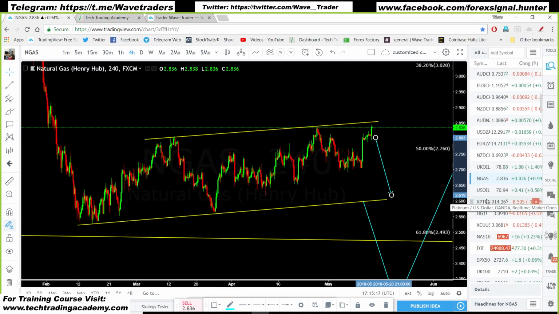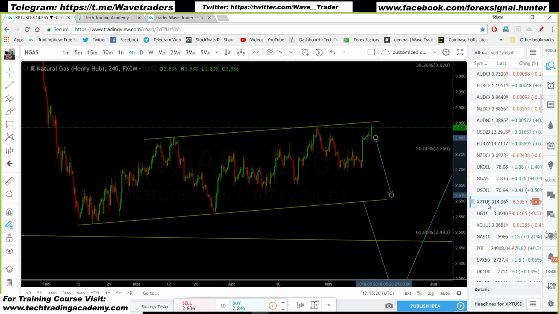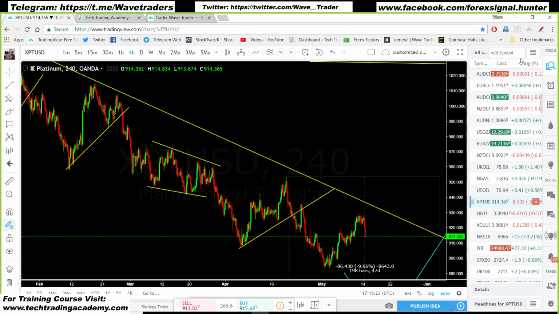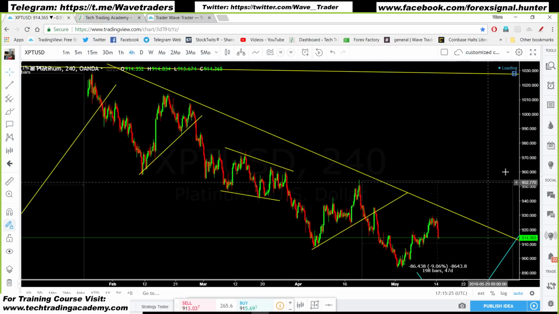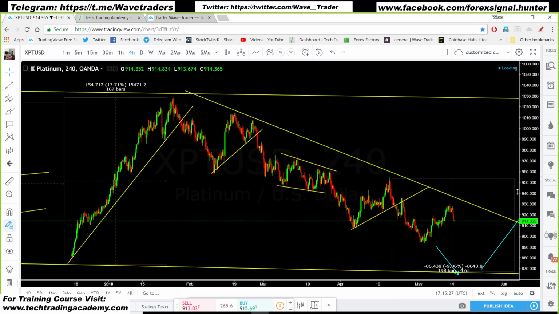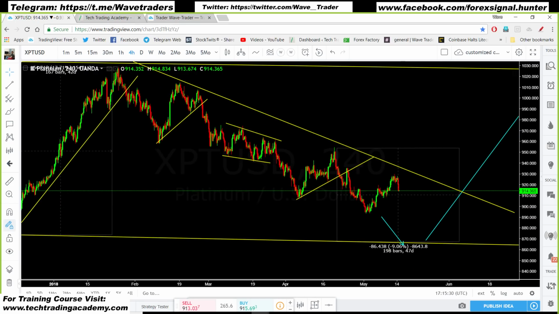Okay, so on platinum, this short term sell is similar to the euro yen, all right? This sell is your short term trade, and buy, all right, buy from the bottom.